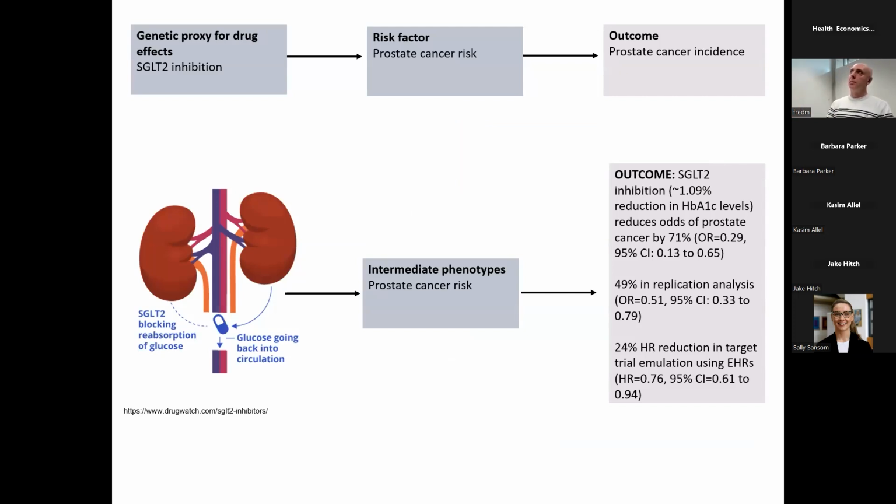So we did those two types of analysis, the Mendelian randomization and the target trial emulation in electronic care records. And it turns out they give consistent findings in relation to the risk of prostate cancer. So the main genetic analysis, the odds of prostate cancer reduced by 71% in people with this form of genetic variation that's mimicked by the drug. 49% in replication analysis, so there's a little bit of a winner's curse or inflation of effect analysis, but still a really, really big reduction in risk. And also a reduction in risk in the target trial emulation using electronic care records.